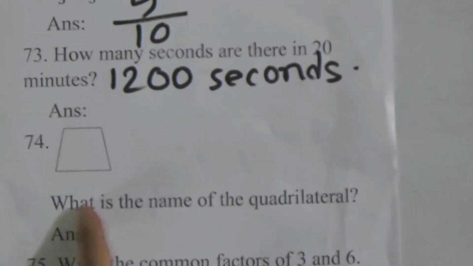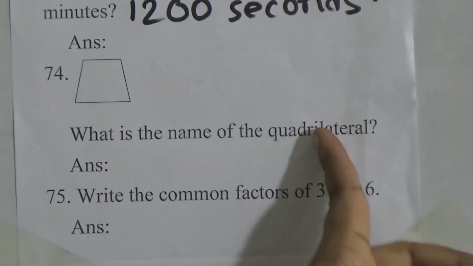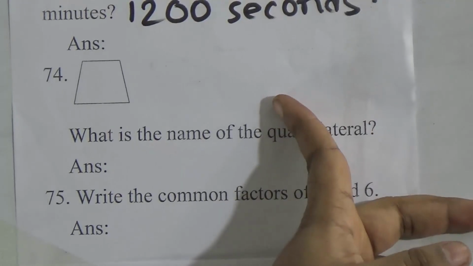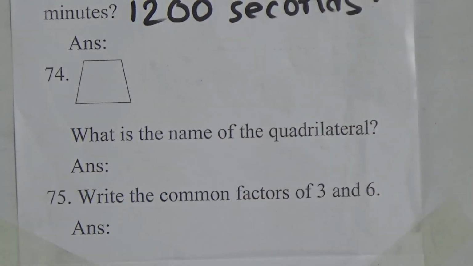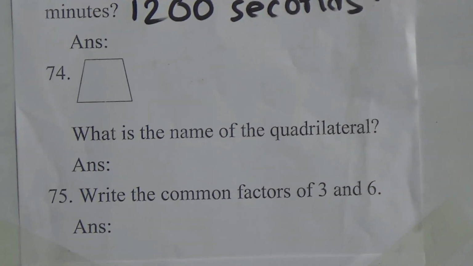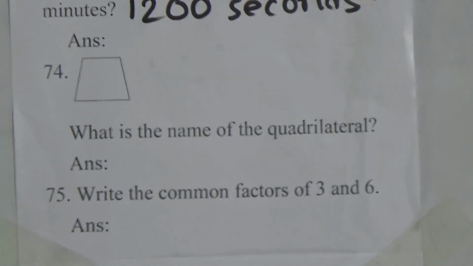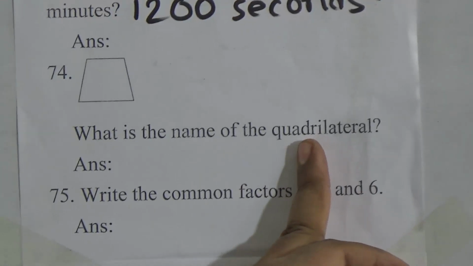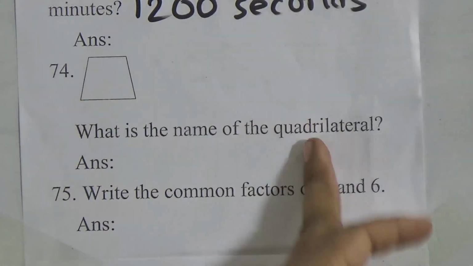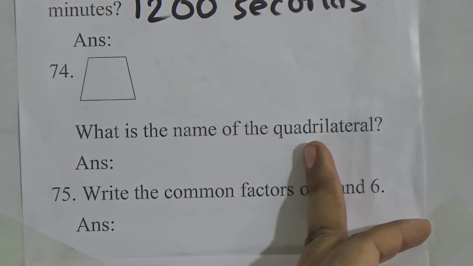Okay. Next one, a figure is given, we need to find out which figure this is. Notice, what is the name of the quadrilateral? What do you mean by quadrilateral? Quadrilateral means a figure which is bounded by 4 line segments. Which is bounded by 4 line segments is called a quadrilateral. Okay. So what type of quadrilateral is this?